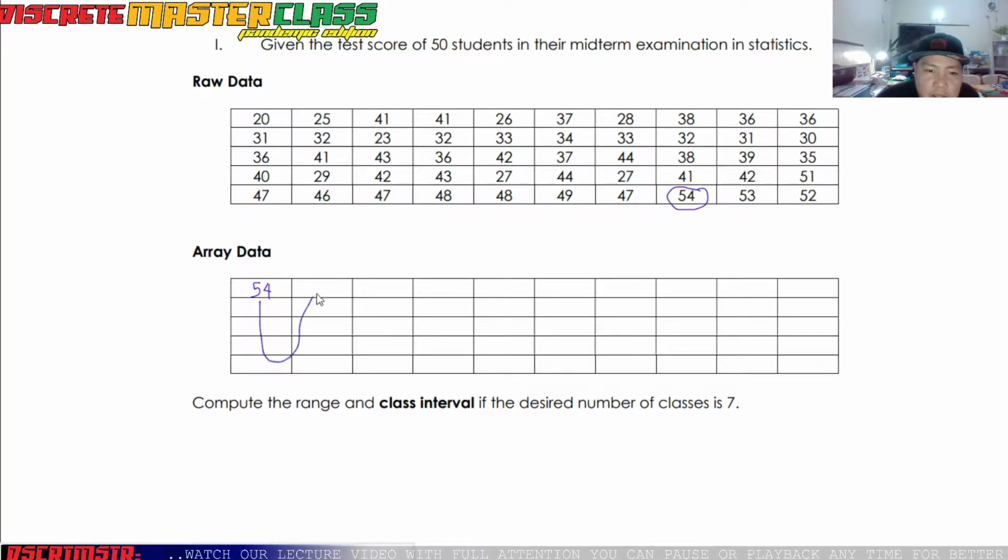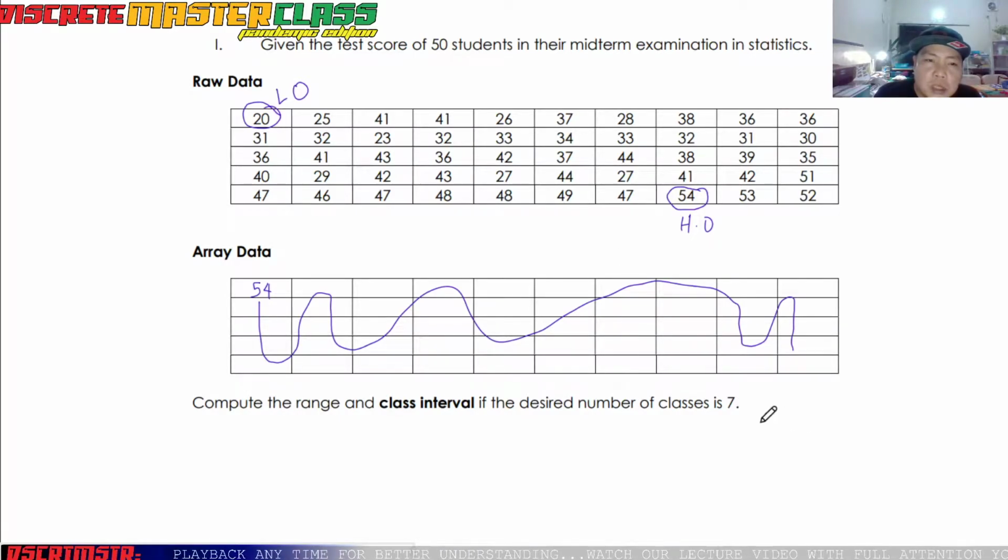So may score dyan, at ang lowest score ko nandito. Okay, huwag niyong gagawin yan kasi kailangan niyo isulat lahat, to minimize time and to maximize your data para mabilis lang kayo manonood. Okay, ang lowest observation dito is this score. Okay? Lowest observation, highest observation. HO, highest observation. LO, lowest observation. Okay? So again, just arrange the data. It's either from highest to lowest or lowest to highest.